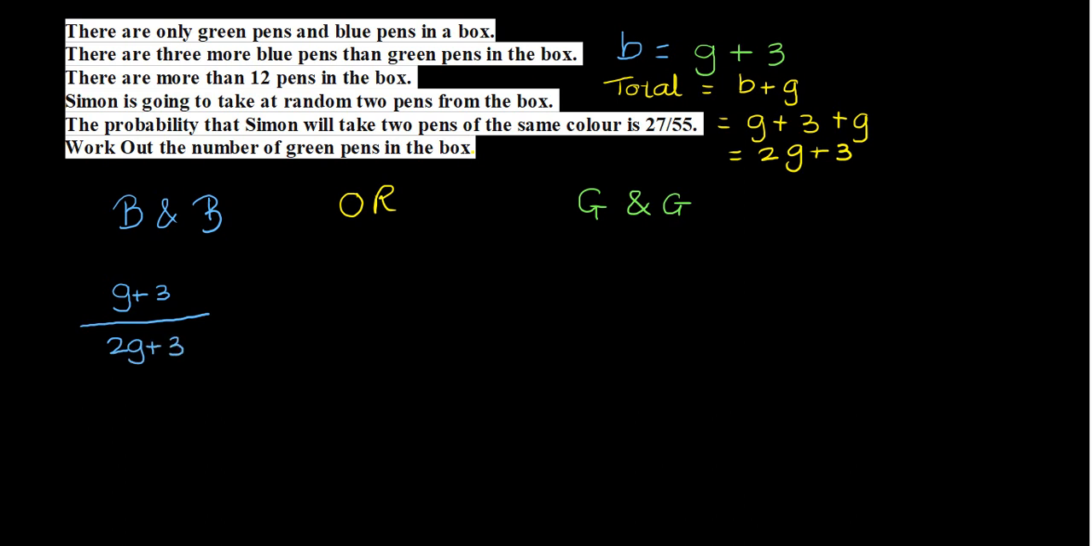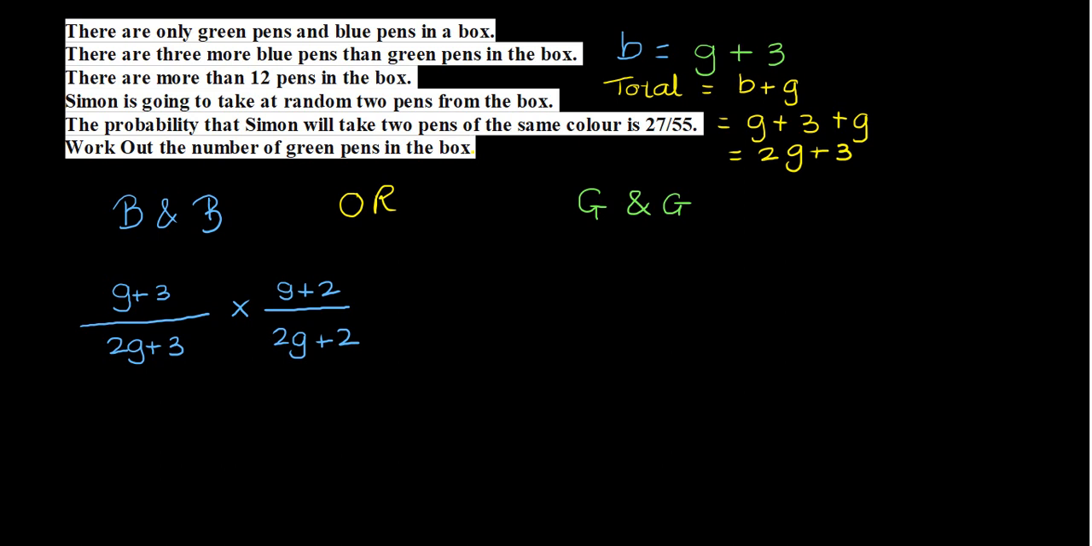And then when the first blue pen is selected, the probability of the next pen being blue, well, there's going to be one less blue pen in the box. So before we had G plus 3 blue pens, since we've taken one out, we should have only G plus 2 now. And in the original box, you had 2G plus 3 pens in total. So now you're going to have one less because you already took out one blue pen, so that'll be 2G plus 2. Right. Okay, so we are left with this situation.